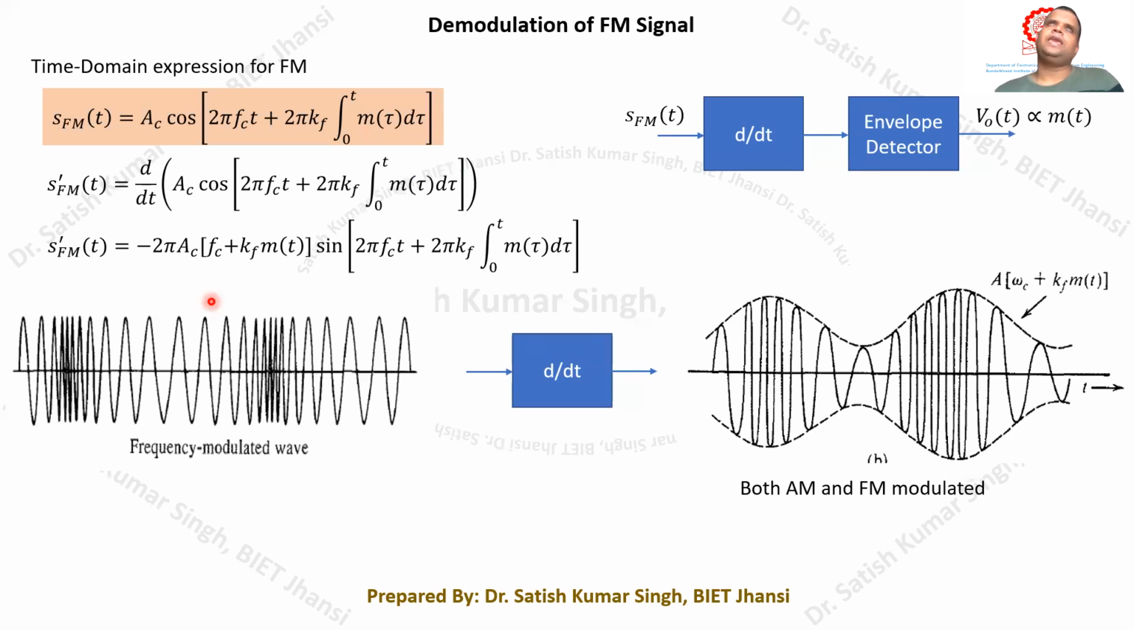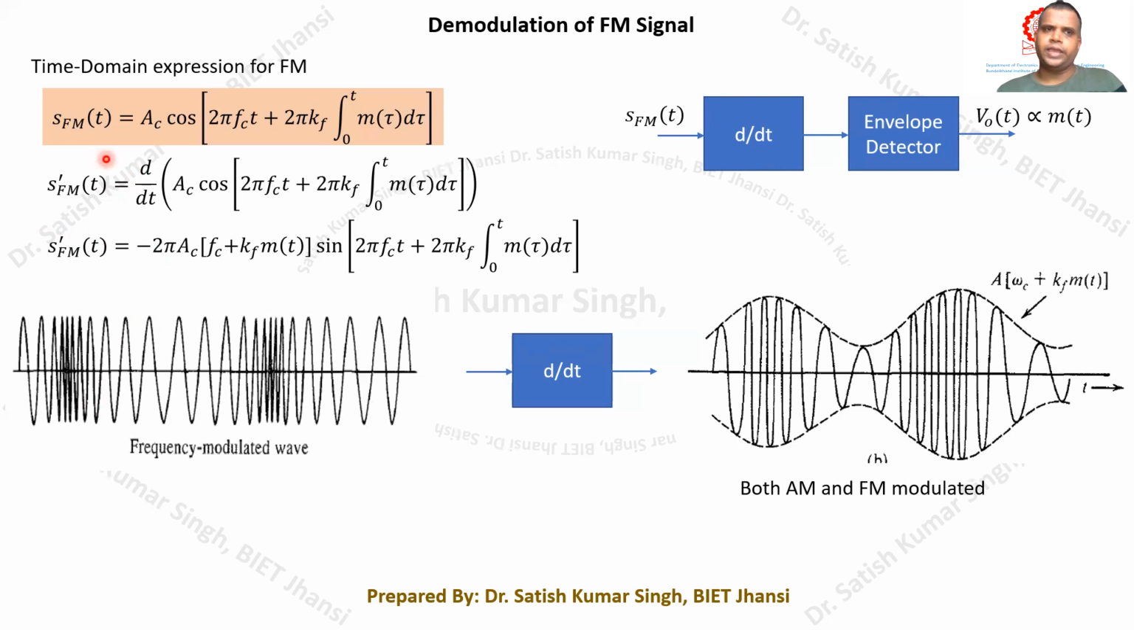But in the case of the FM signal, we have already seen that the mapping of the variation of the message signal happens in the variation of the carrier frequency, and the carrier amplitude remains constant. So how do we demodulate this signal? For doing the demodulation, let's first try to differentiate this expression of s_FM(t).